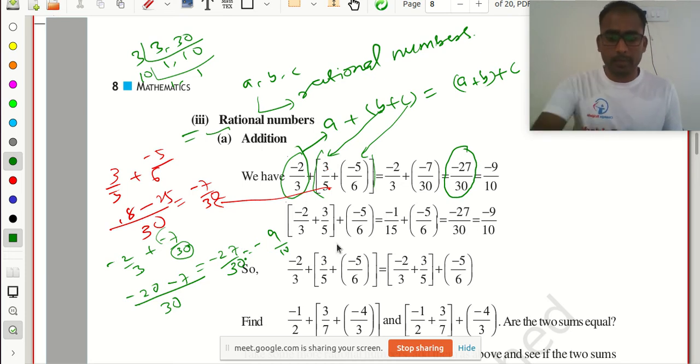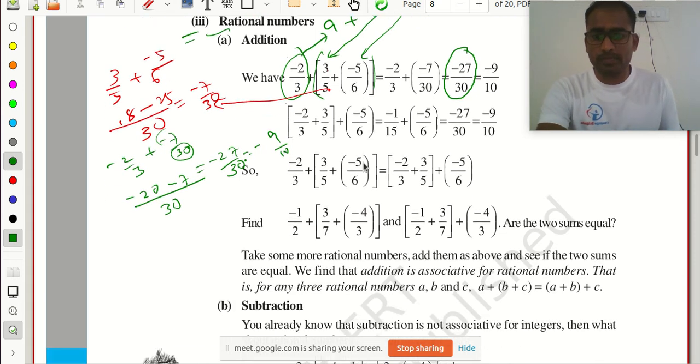Next, same, we need to change the bracket itself. So here I am putting the bracket here, and this is separate. This is (A plus B) plus C. Now I am going to do the calculation for this one. So just minus 2 by 3 plus 3 by 5 is how much?